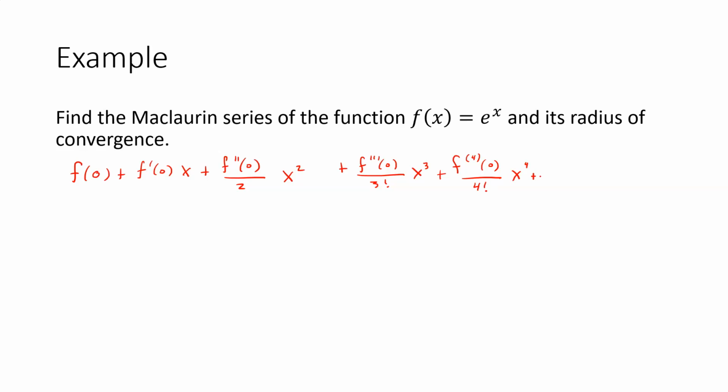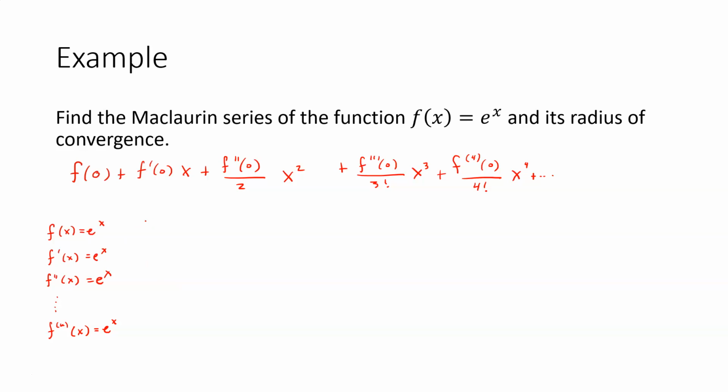The nice thing about e to the x, though, is that all its derivatives are essentially the same. Because we know for f of x equals e to the x, the derivative is e to the x, and the second derivative is e to the x. So all the derivatives are going to be e to the x. In fact, the nth derivative for any n is e to the x.